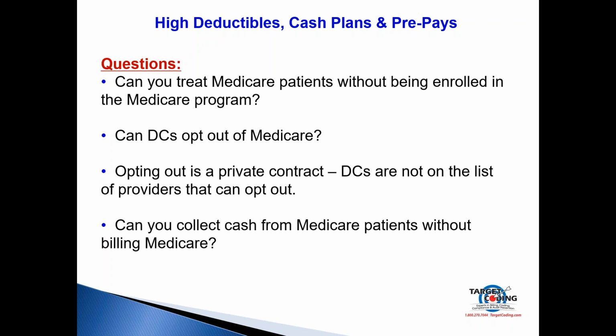I don't bill Medicare. I just have the patients pay me $50. They sign an ABN form. Is that okay? No. You're either enrolled in Medicare, you have an active Medicare number and you're billing Medicare, or stop seeing Medicare patients totally. Don't allow them into your office or get enrolled. Chiropractors cannot opt out of Medicare.